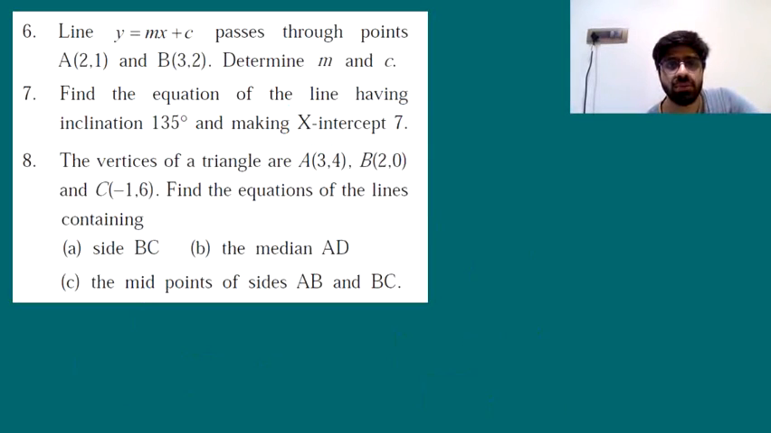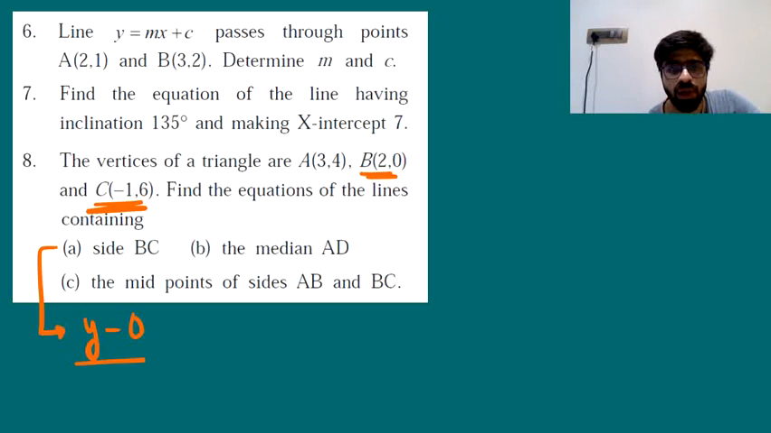Go ahead with question number 8, and they have given us the vertices of a triangle A, B and C. Find the equation of the lines containing the side BC. Okay, so we know B, we know C. So the equation of side BC, we can write it as y minus y1. So let's take B as x1 y1 and let's take C as x2 y2. So y minus y1 will be y minus 0 upon x2 minus x1, that will be 6 minus 0.